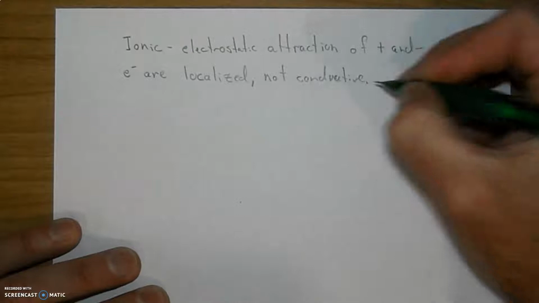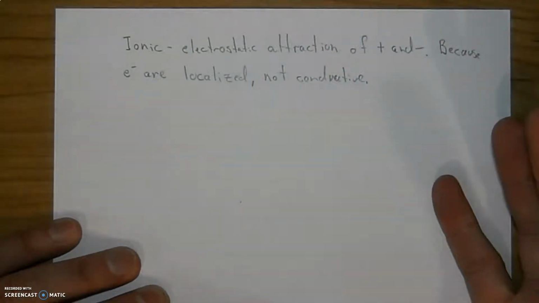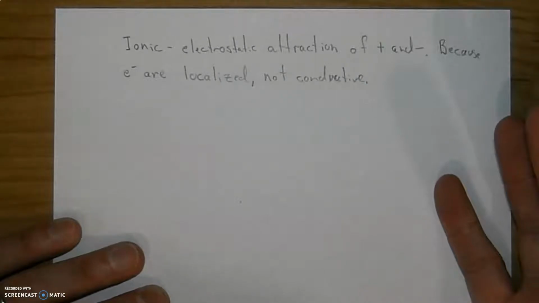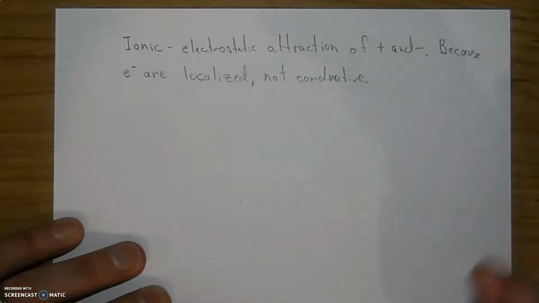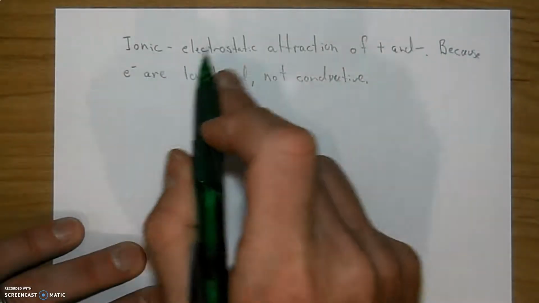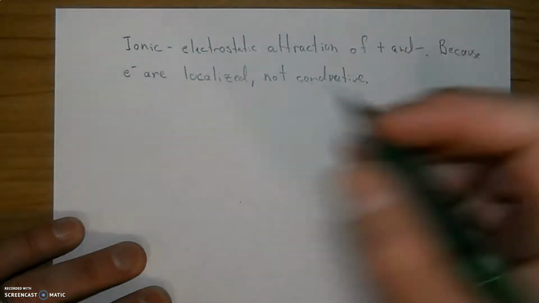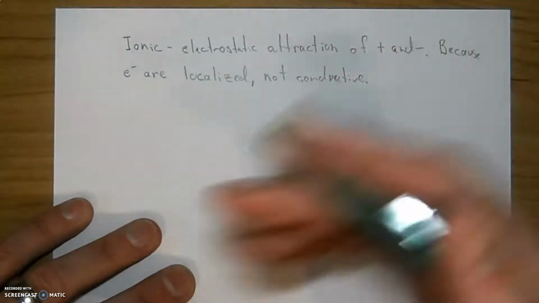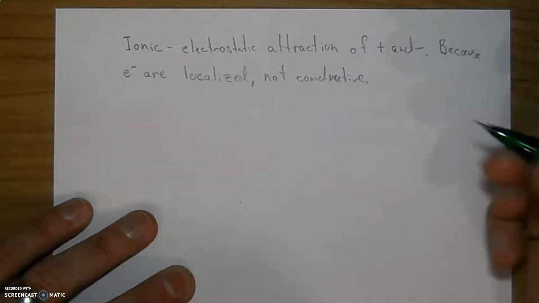So again, in metals, the electrons are not localized. They are free to roam, so electricity flows on through it. The electrons flow. But in ionic solids, they are localized. They are stuck at that particular location. So because of positive and negatives, they do not flow. They are not conductive.